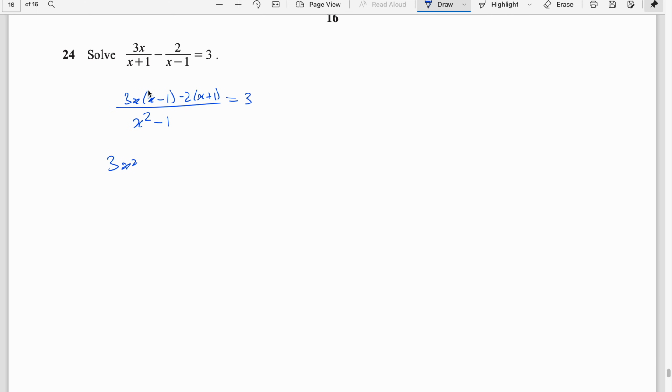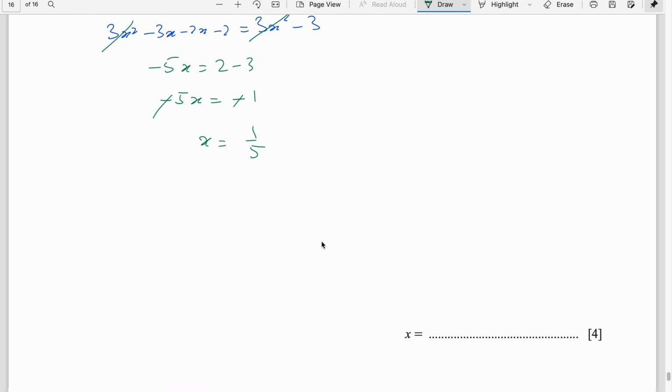3x square minus 3x minus 2x minus 2 is equals to 3x square minus 3. Get rid of this 3x square on both sides. This is 3 and 2 minus 5x. Take this 2 on the other side. Minus 5x is equals to minus 1. Get rid of the negative sign. X is equals to 1 by 5.